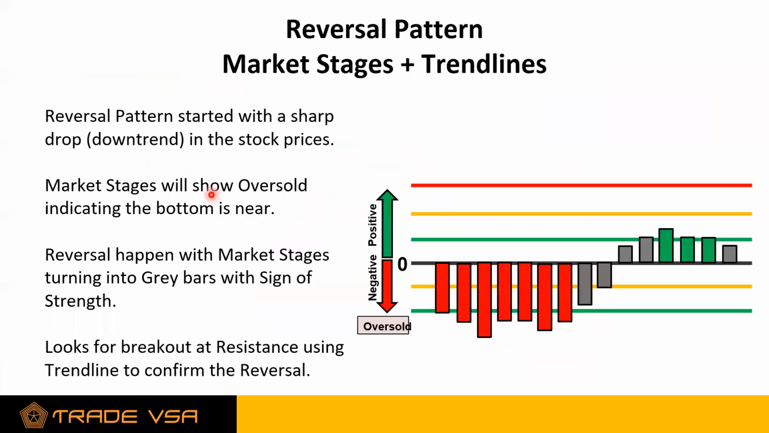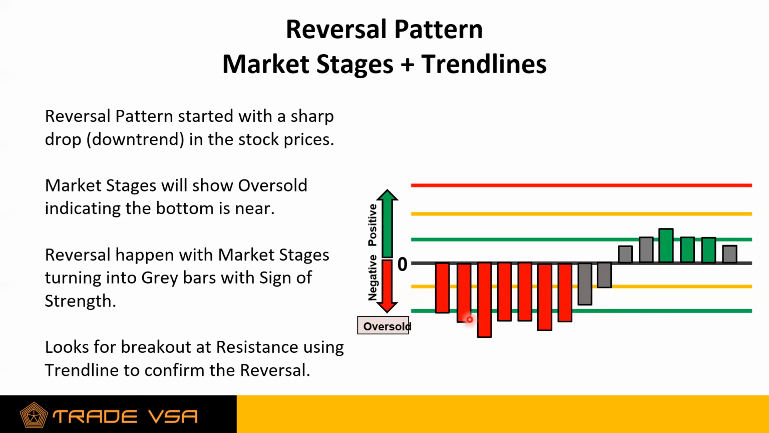So this is one example. Now combining both, this is what we want to look for: the sound reversal. So a sharp drop first. We want to look for a sharp drop, with the market stage in oversold, which is indicating the bottom is near. But don't assume it's near. Don't assume this is over.